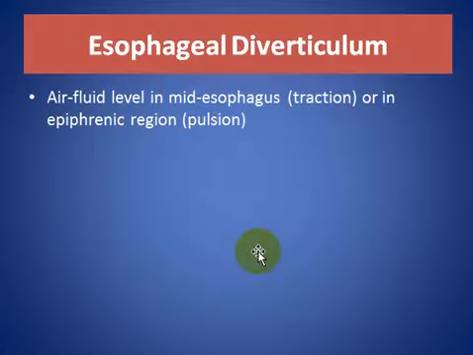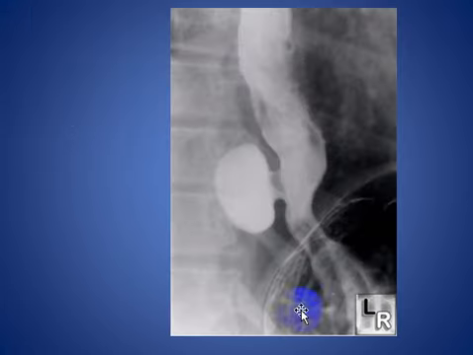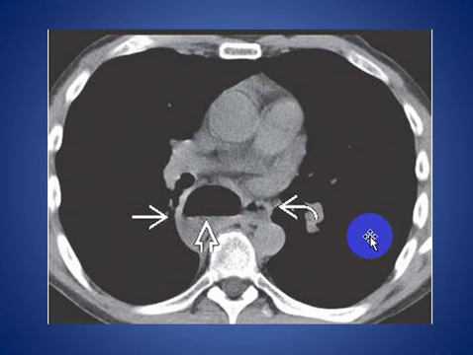In this female patient, esophageal diverticulum, there is air fluid level in the mid-esophagus, and if it is in the mid-esophagus it is due to traction diverticulum. If it is in the epiphrenic region, it is a bulging diverticulum. Here we see a barium swallow with the esophageal diverticulum. It is a bulging type, and it is epiphrenic esophageal diverticulum.